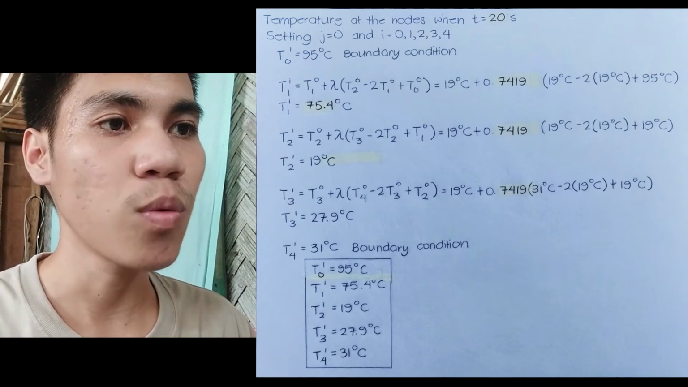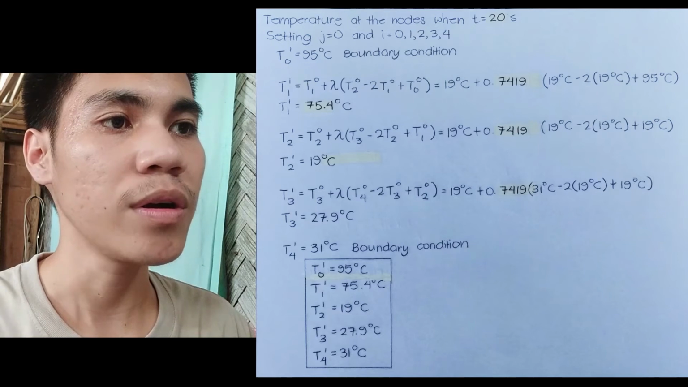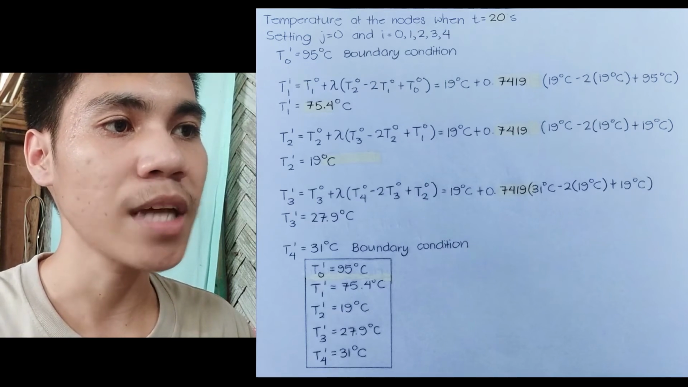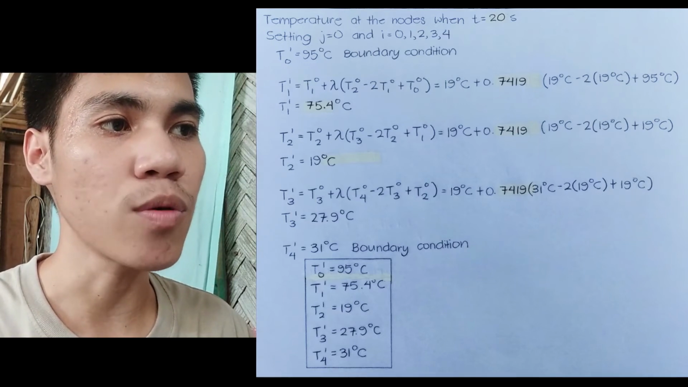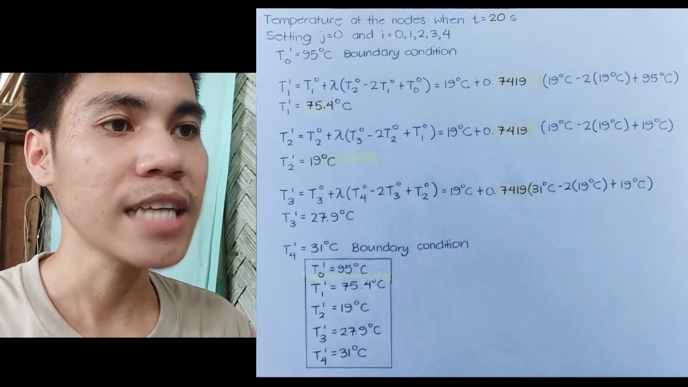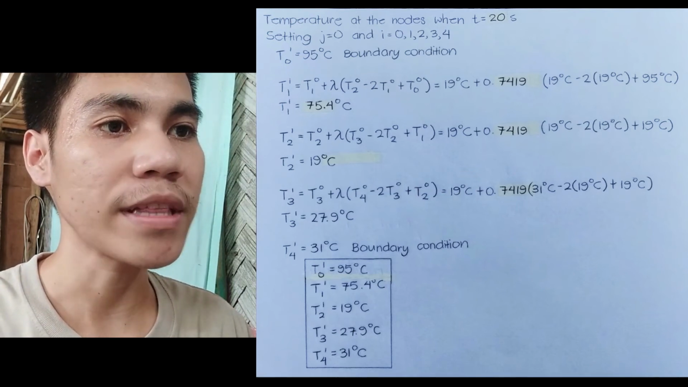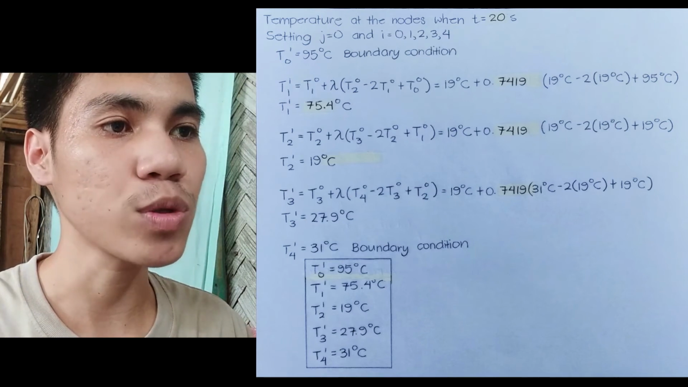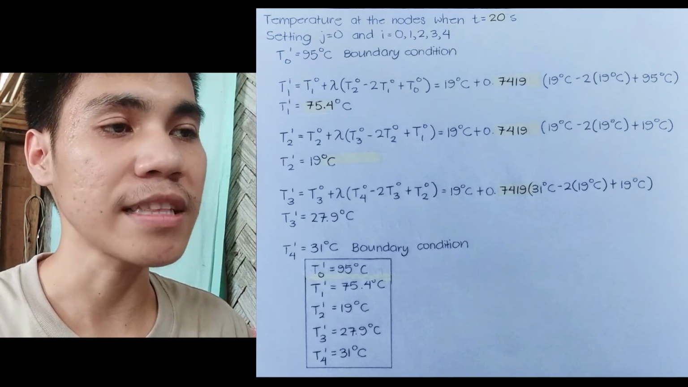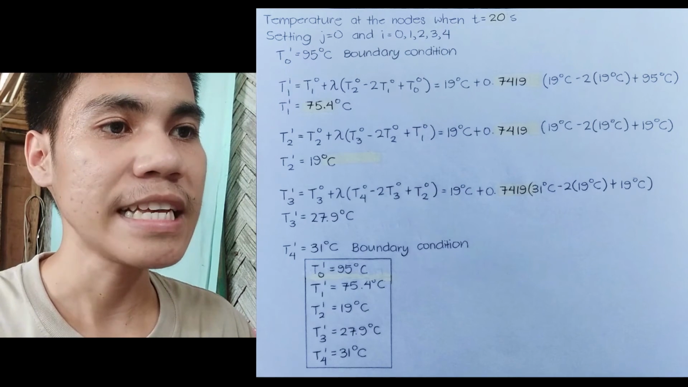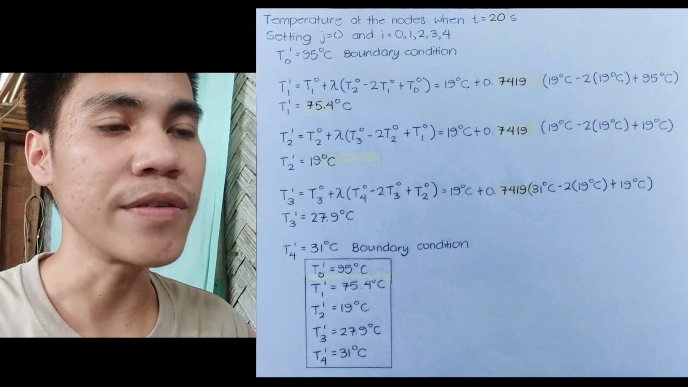T sub 2 raised to 1 is equal to T sub 2 raised to 0 plus lambda times the quantity T sub 3 raised to 0 minus 2 times T sub 2 raised to 0 plus T sub 1 raised to 0, which is equal to 19 degrees Celsius plus 0.7419 times the quantity 19 degrees Celsius minus 2 times 19 degrees Celsius plus 19 degrees Celsius. So, T sub 2 raised to 1 is equal to 19 degrees Celsius.